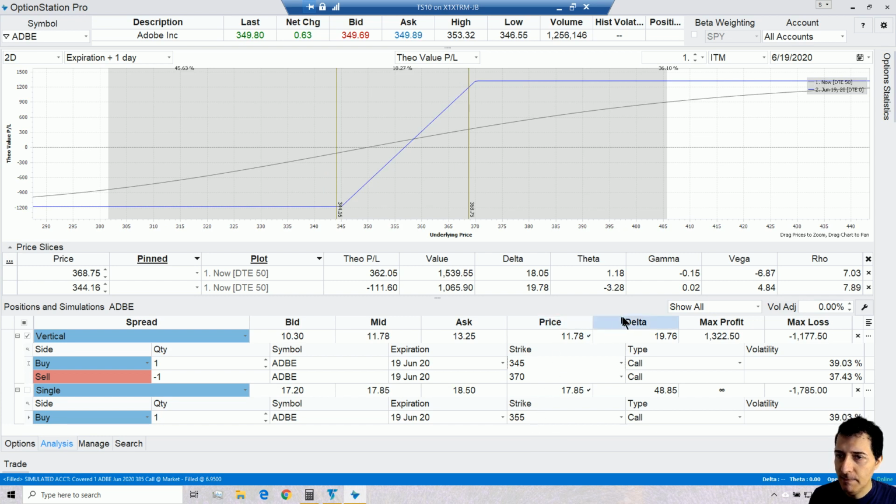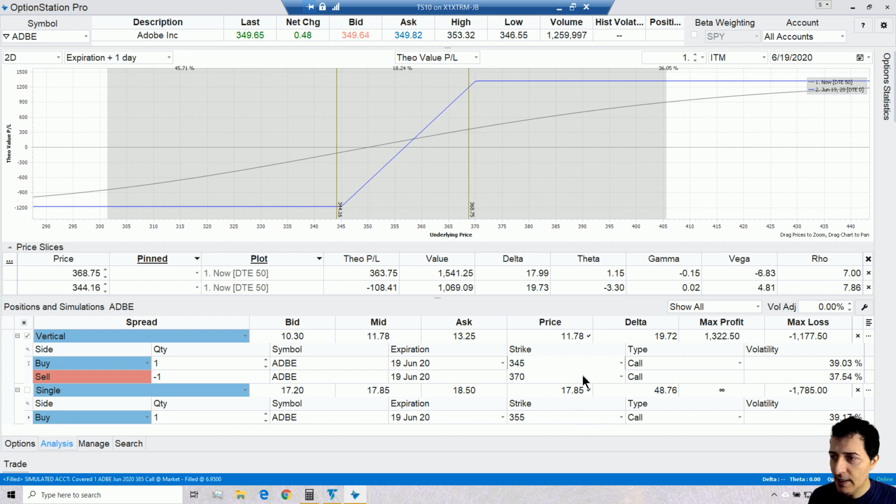If I do that, I get a delta of 19 at entry. So if Adobe falls to 344 and therefore it's time to buy the spread, at that moment in time your delta would be 20. And that's not good because we have a rule that says we want deltas to be at least 30. So how are we going to fix that?